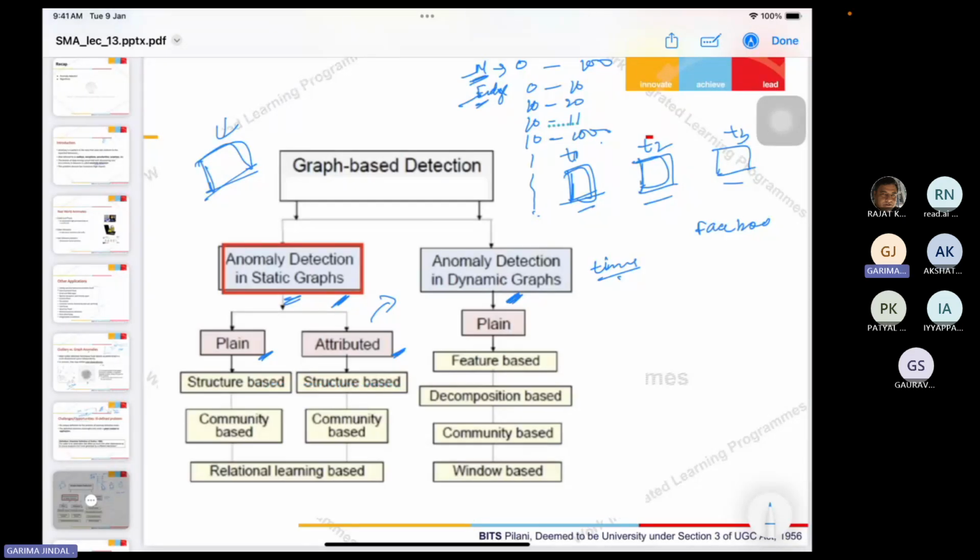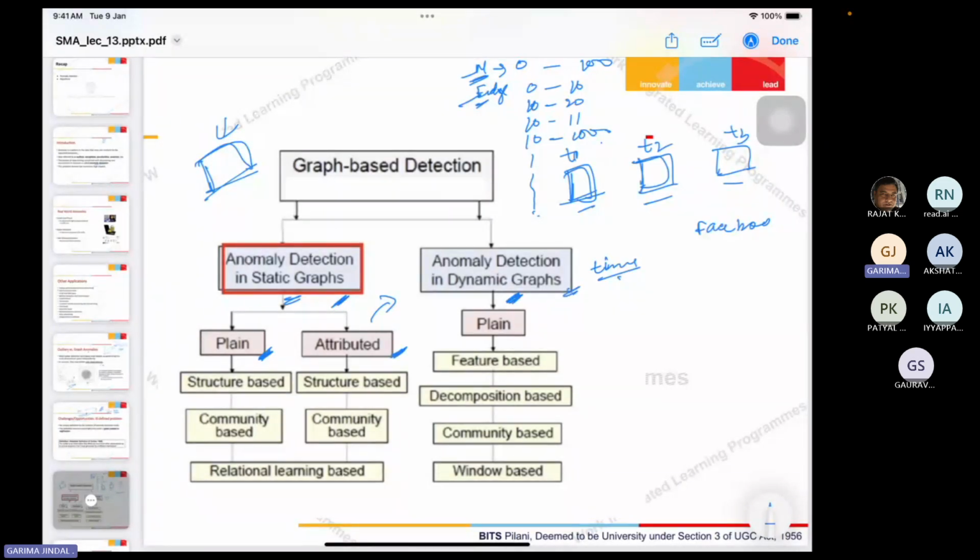For example, in Facebook data, there can be a situation where I have plain data where I'm only considering the nodes and the connections, and there can be data where I'm also considering the attributes. For example, the area of a person, the college from which that person did their degree, the company to which this person belongs, the number of times this person logs into Facebook, and so on. So these are the different attributes that can be considered while detecting anomalies.